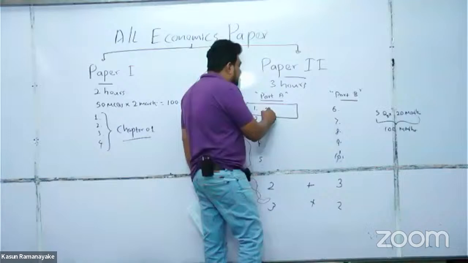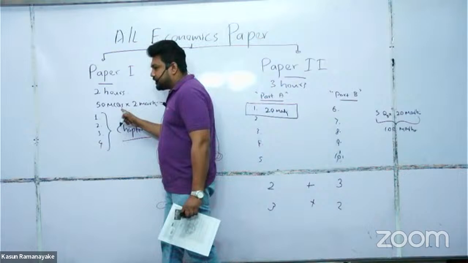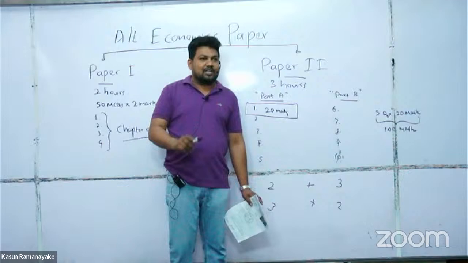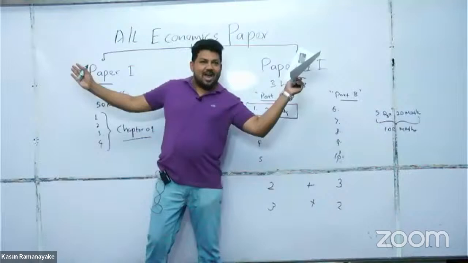Here, how many marks are available? 20 marks. Here, how many marks are available? For one question, 2 marks. Then 4 questions, 2 into 4, 8. 8 plus here 20, 28 out of 200, divided by 2, 14%. 14 out of 100 will be received for you. Understood, guys?